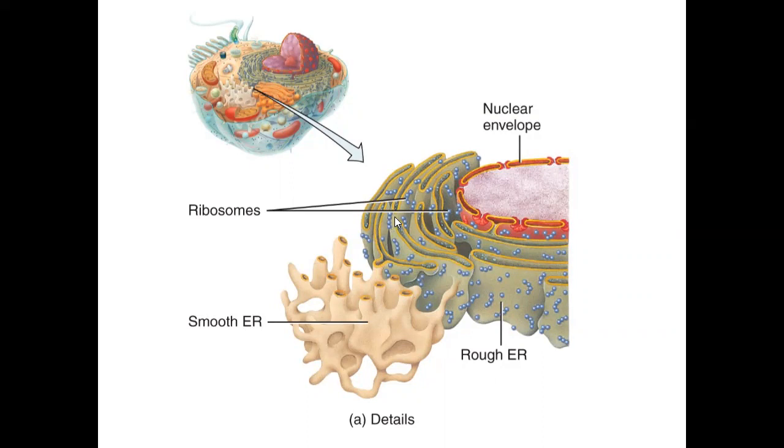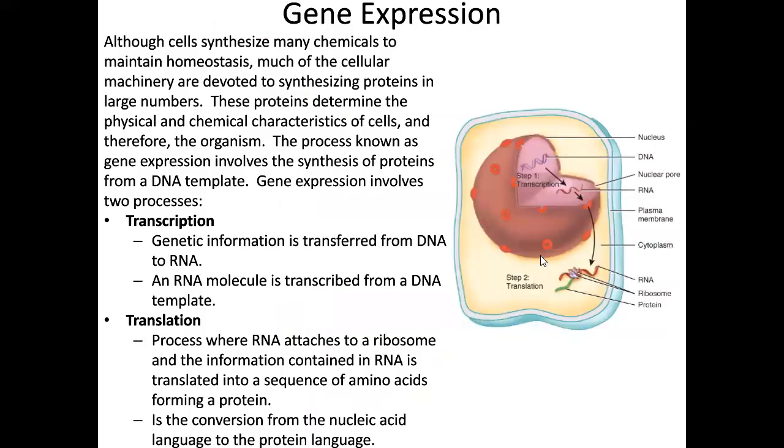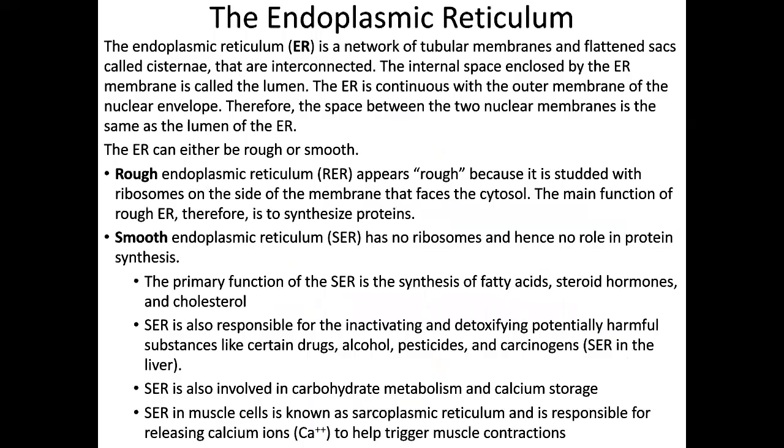Basically, it's just a bunch of flattened sacs with little spaces. Each space is called a lumen, and as you can see, there are lots and lots of ribosomes attached to the RER. The RER is short for rough endoplasmic reticulum. It gets its appearance and name, rough, because it's studded with those ribosomes, especially on the side of the membrane that faces the cytosol. And since ribosomes, as we just learned, make our proteins, we can say the main function of the RER is to synthesize proteins as well. So it just helps those ribosomes make our proteins.